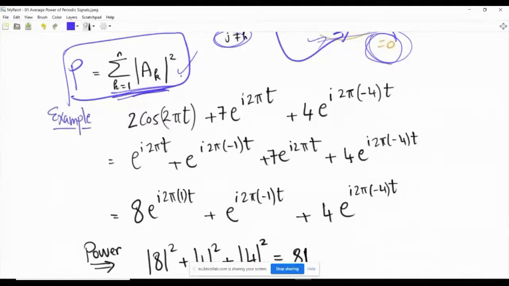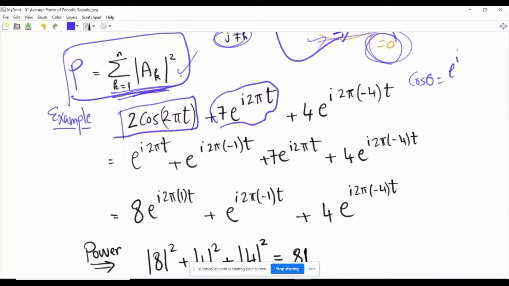You are required to compute the average power of this signal. It is 2 cosine 2 pi t, plus 7e to the i 2 pi t, and then 4e to the i 2 pi minus 4t. To match the derivation, it's better that you take every sinusoidal signal and use Euler's formula to write things in terms of complex exponentials. Cosine theta is e to the i theta plus e to the minus i theta over 2. Sine theta is e to the i theta minus e to the minus i theta over 2i.